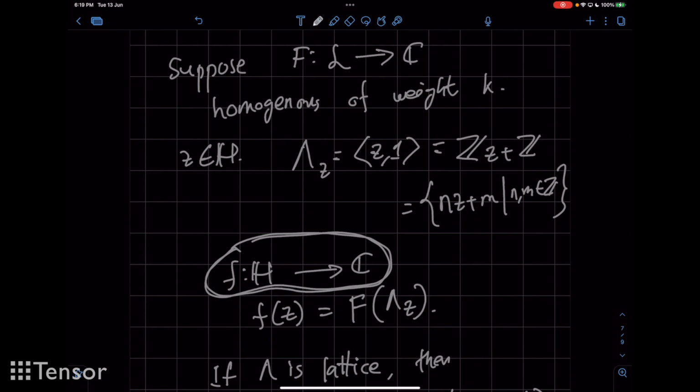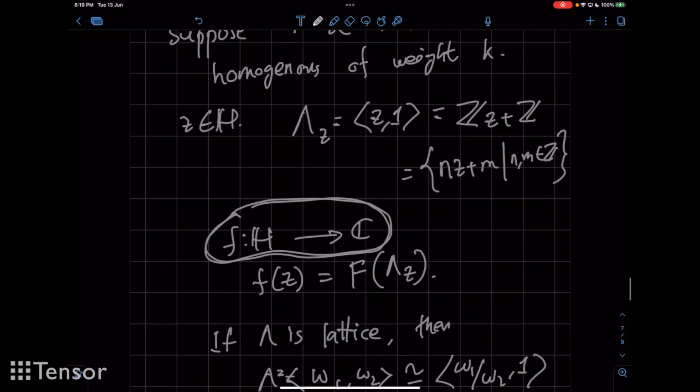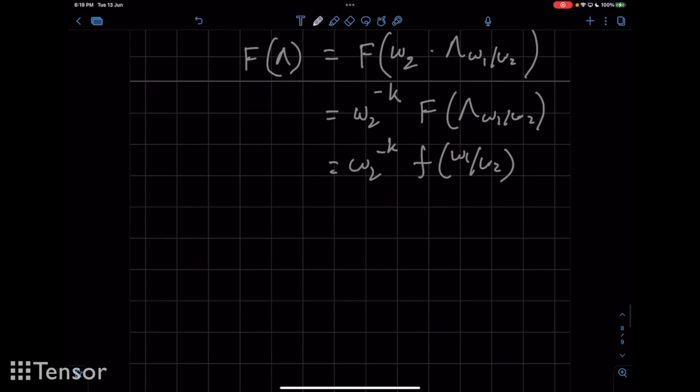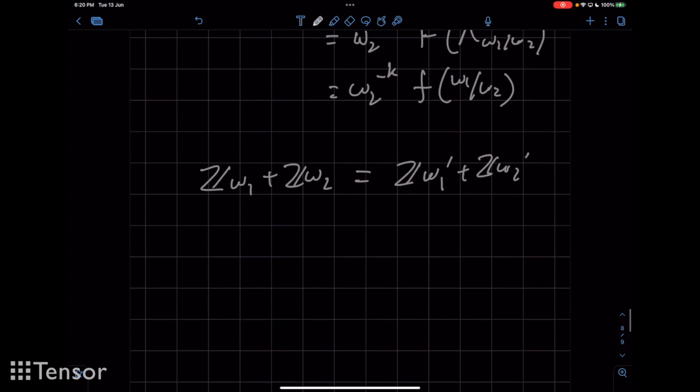And now, it's a natural question to ask: when are two lattices equal? Suppose I have a lattice that is generated by omega 1 and omega 2, and let's say I have another lattice, omega 1 prime and omega 2 prime. So it's a natural question to ask when these two are equal. We have a very nice lemma here.